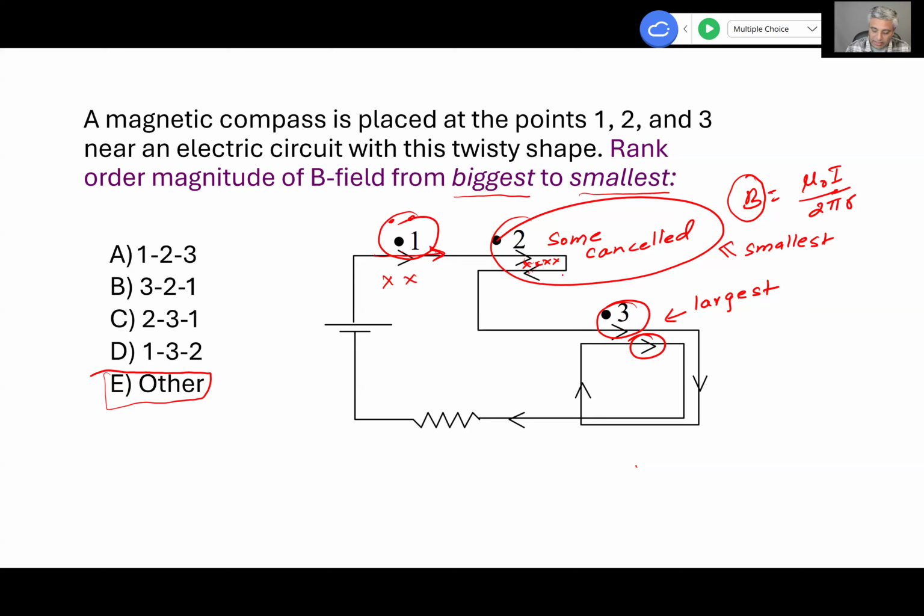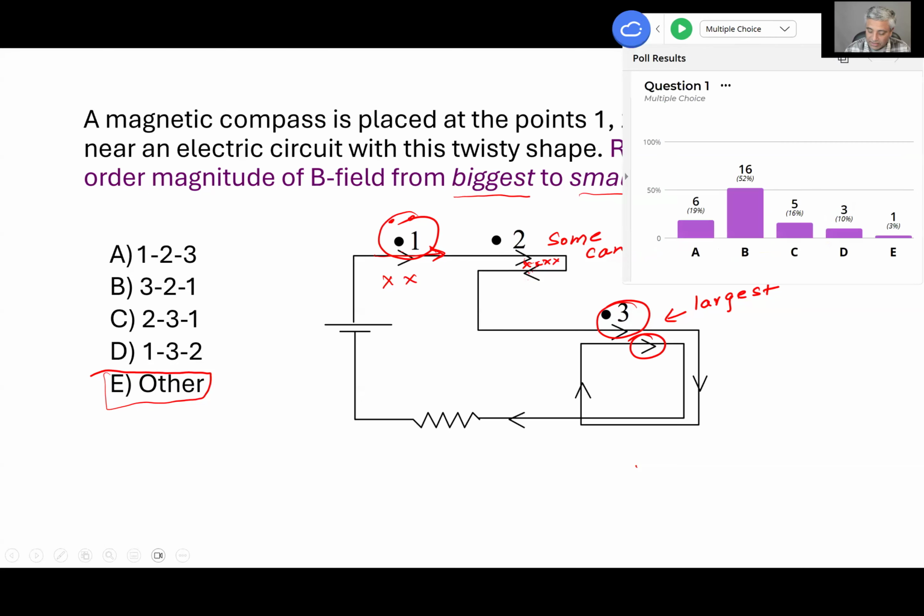It's like saying the net current here is like 0 because it's going one way versus the other way. But the current itself is not 0, but the field due to them basically tends to cancel. Okay, so yes, folks.